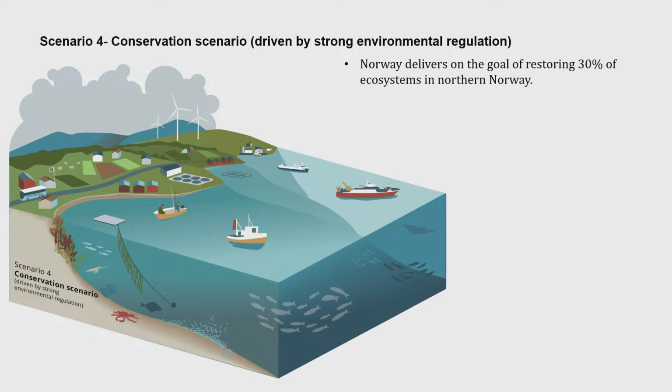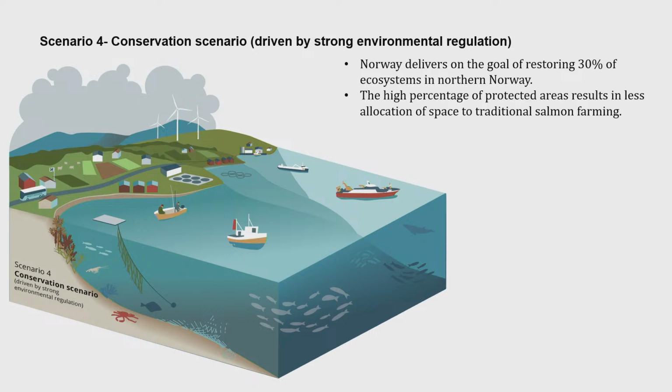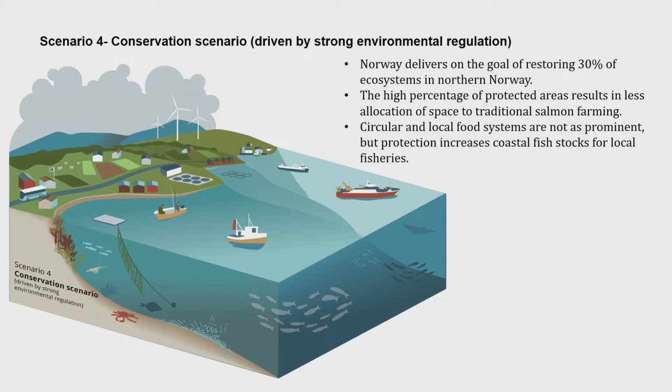The 4th scenario is a conservation scenario, and here there is a strong role for the government. In this scenario, Norway delivers on the goal of restoring 30% of the ecosystem in North Norway. The high percentage of protected area results in less allocation of space to traditional salmon farming, and this is the difference between this scenario and the first one. The first one is based on local value and local industry, but here it's just protecting everything. So here there is no business. All the business will go somewhere south or somewhere else. Circular and local food systems are not predominant here, but production increases coastal fish stock for local fishery. And I think that's all. Thank you very much.